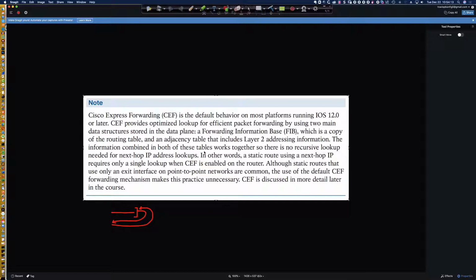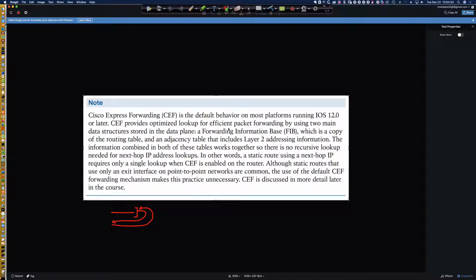What is actually happening is what is indicated here. And this is a note from the version 6 curriculum of the Routing and Switching Essentials textbook. And this is very interesting, right? They make a reference to IOS 12. We are way beyond IOS 12. And so I want you to look here.